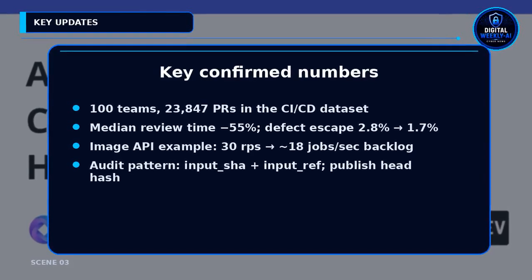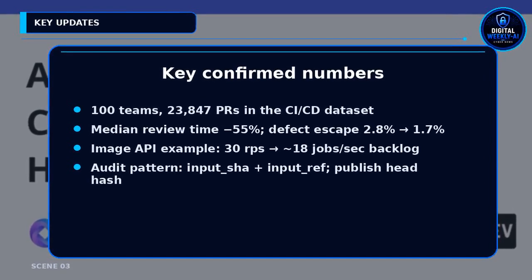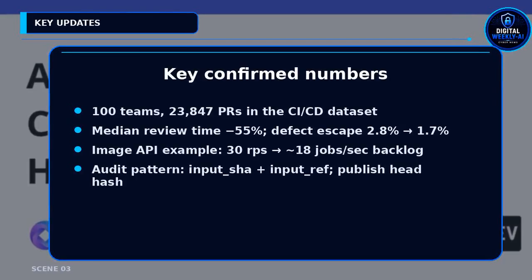Concrete updates you can act on. The CI/CD telemetry covered 100 teams and 23,847 pull requests. Median review latency fell by 55%. Defect escape fell from 2.8% to 1.7%. Auto-approve rose defect escape to 4.1%. Image API example, 30 requests per second, gate at 40 decisions per second, renderer at 12 jobs per second. Backlog grows by about 18 jobs every second, and 1,080 in 1 minute.